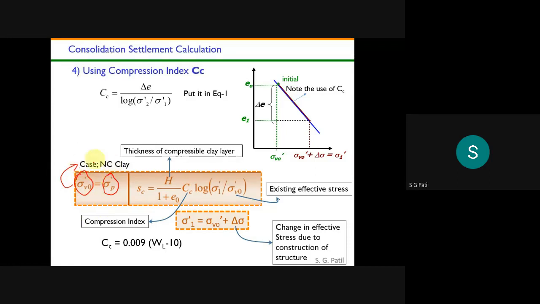Once you have a normally consolidated clay, you should use this equation: Sc is equal to H by 1 plus e naught, Cc into log of sigma 1 by sigma V naught dash. Sigma 1 is your initial vertical stress plus the change in vertical stress due to the construction of your structure. Cc is the compression index, which can be found by this equation: Cc equals 0.009 times liquid limit minus 10. We also solved some 3-4 problems based on NC clay.